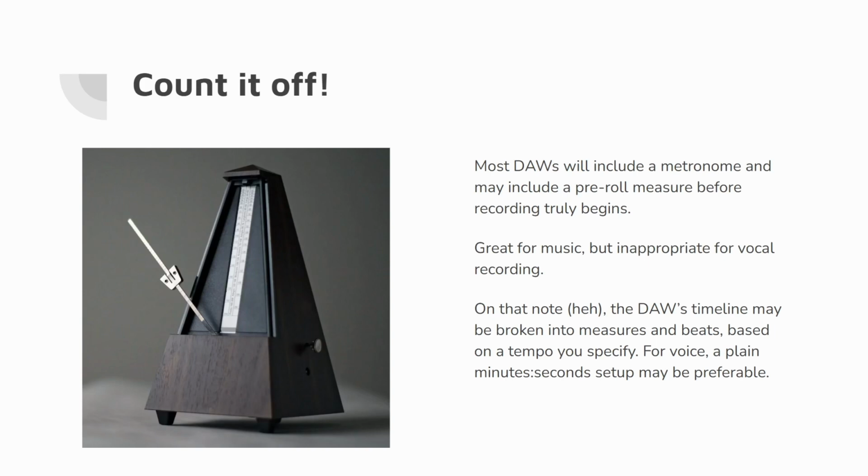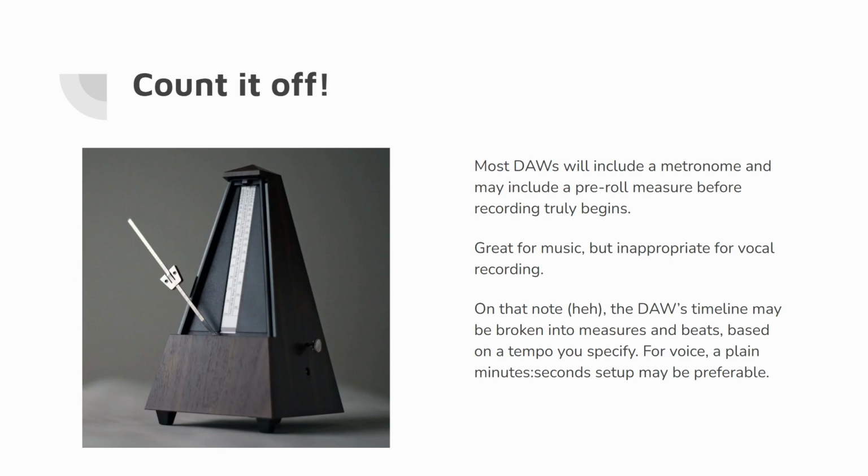Most other features. Most DAWs will include a metronome to help you stay in time, or as best as you can, again, if you're me. And they may include a pre-roll measure before recording begins. That may be on by default, like in GarageBand, where it doesn't make sense if you're recording a podcast. So know about that feature and turn it off if it's not applicable.